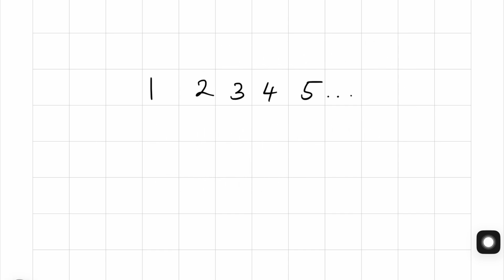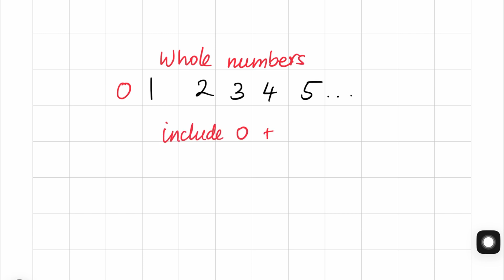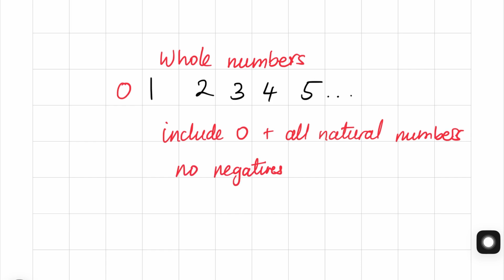Now, what happens if we include 0? That gives us a new group called whole numbers. So now, we have 0, 1, 2, 3, 4, and so on. Whole numbers include 0 and all the natural numbers after it. Still no negatives. Still no fractions or decimals. Just full clean numbers starting from 0.